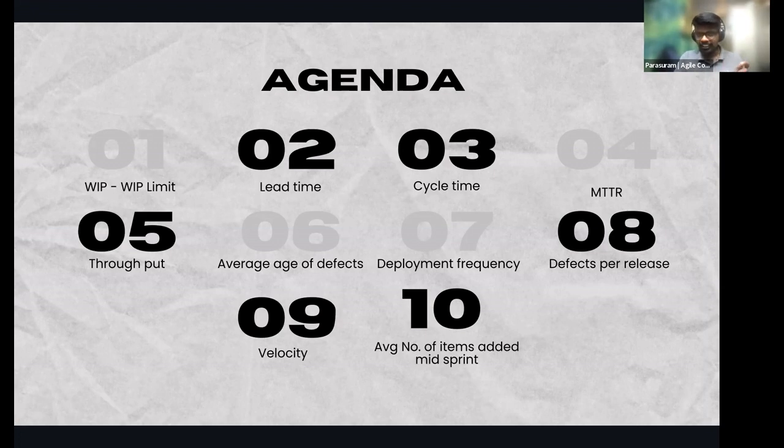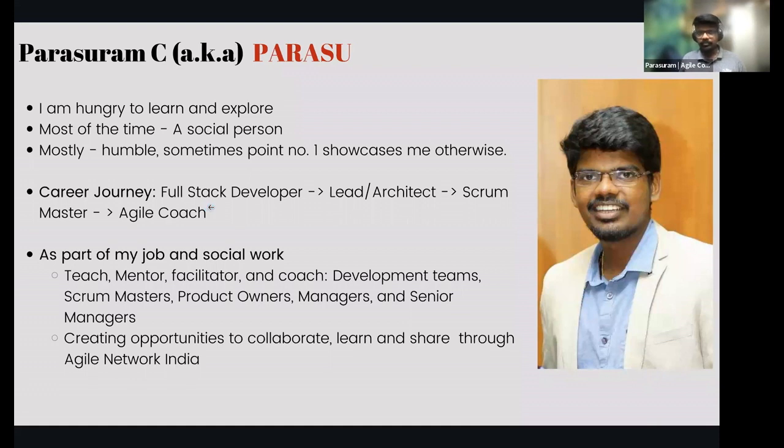Before I jump into talking about each of these metrics, let me give a quick introduction about myself. I am Parshuram, a very hungry to learn and explore person. Most of the time a social person. When I am not being social, I am working on myself. That's the silo time, or me time I usually have. Mostly humble. Sometimes my hunger to learn showcases me as not humble, but you have to bear with me. My career journey has been like this. I was a full stack developer, I elevated to a lead and architect, and then I became a scrum master. And currently, I landed in an agile coach role. As part of my job, I teach, mentor, facilitate, and coach development teams, scrum masters, product owners, managers, and senior managers.